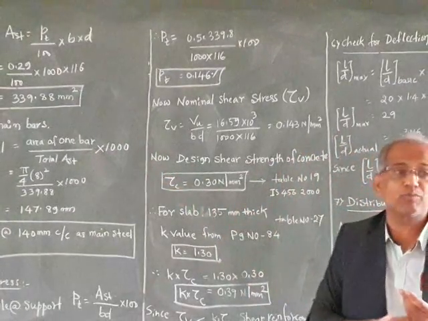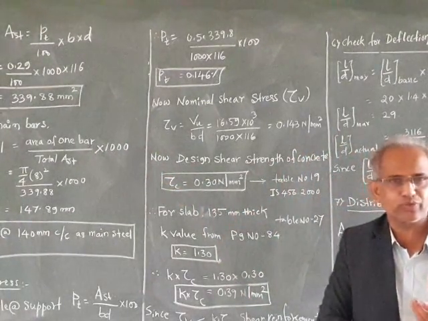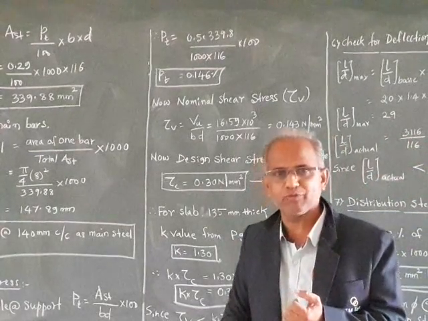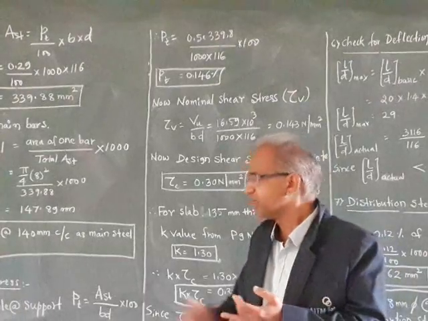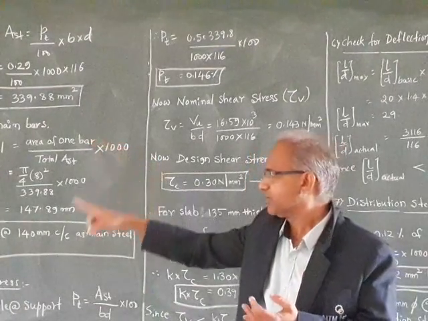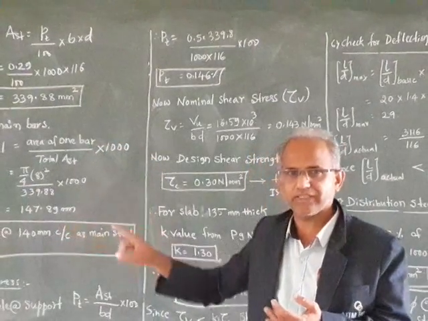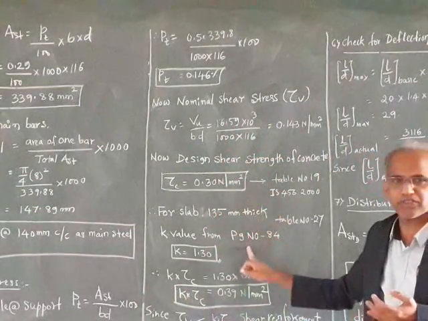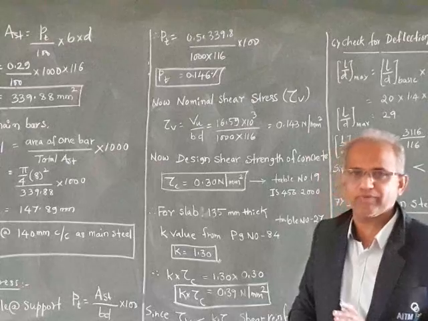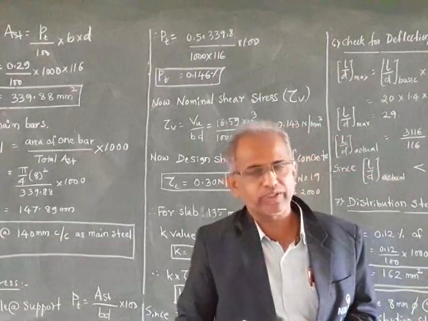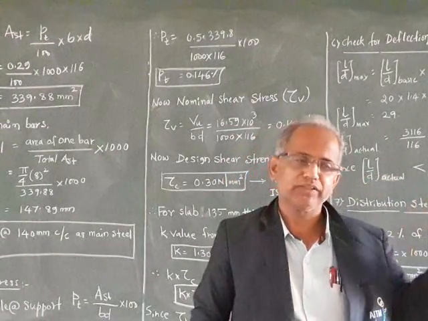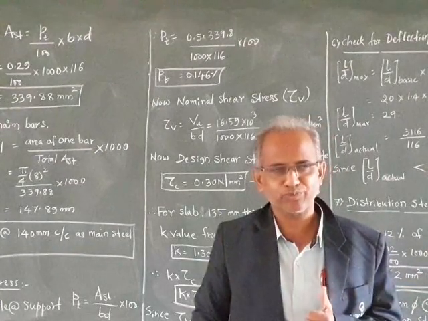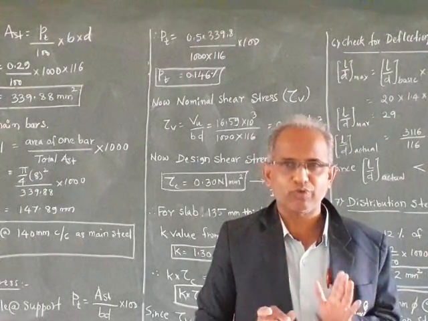Next, calculate the bending moment and shear force. That is, using total load W, you have to calculate the maximum bending moment and maximum shear force. Then check for the effective depth. Calculate area of main steel, that is AST. Then check for nominal shear stress. Check for the deflection. Then find out the area of distribution steel. And finally, you are going to draw the sketch showing the details of reinforcement. So these are the steps to be followed.